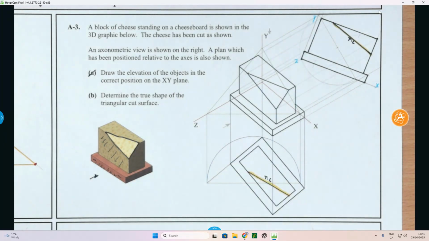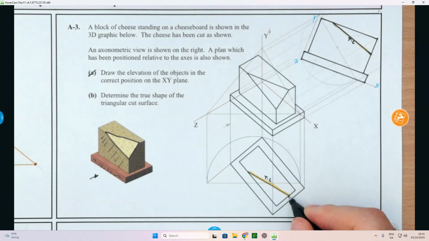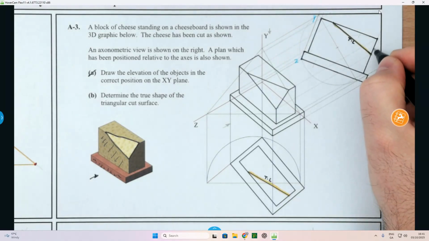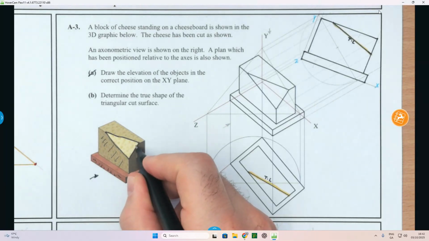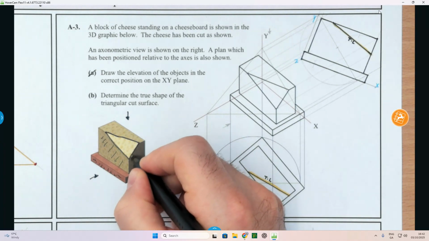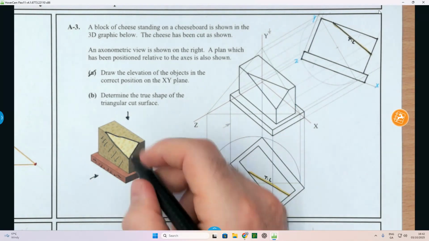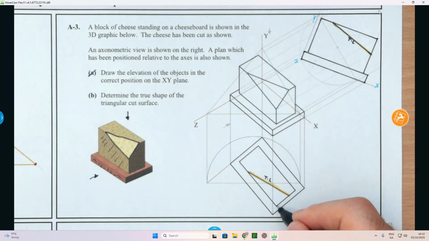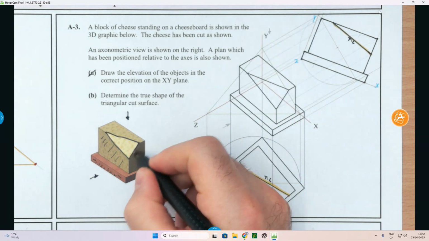Now, how would I see that as a true length? Well, that line there is represented by this line in the plan and this line in the elevation. But the problem is, from the elevation, that's a slanted line away from me. In the plan, it's a slanted line going downwards away from me. So in neither the elevation nor the plan views is that line a true length. We did have the true length of these two, but I don't have the true length of this one.